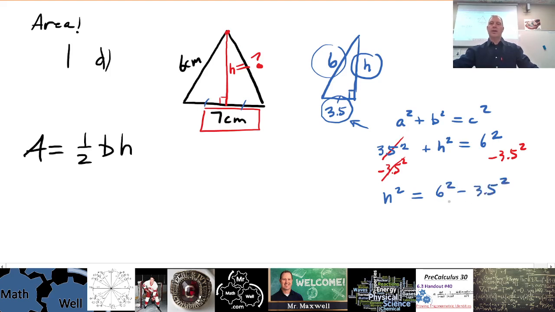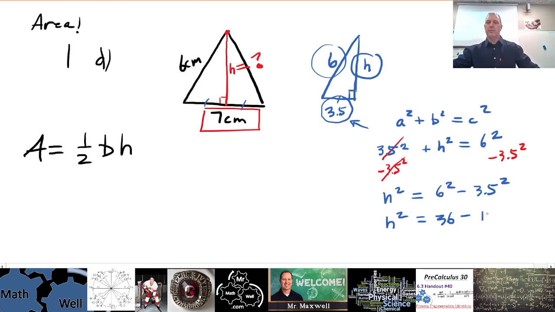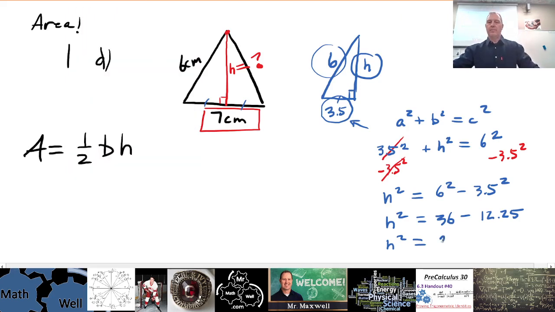Now, we can use our calculator to figure this out now. I think that'd be a good idea. So that's going to be 36 minus, what's 3.5 squared? 3.5 squared. 12.25. So h squared is actually equal to 23.75. Okay? So if you do 36 minus 12.25, you get 23.75.